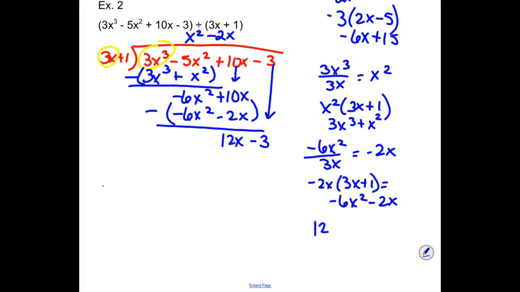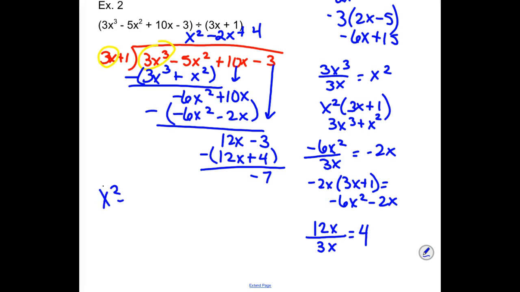And one more time, I'm taking the first term, 12x, dividing by the 3x to get a 4. 4 times 3x plus 1 would be 12x plus 4. And then I subtract. The x's drop out. I have negative 3 minus 4, which would be negative 7. So again, I have the quotient on top, x squared minus 2x plus 4, plus I have this remainder of negative 7, and I'm dividing it by 3x plus 1.